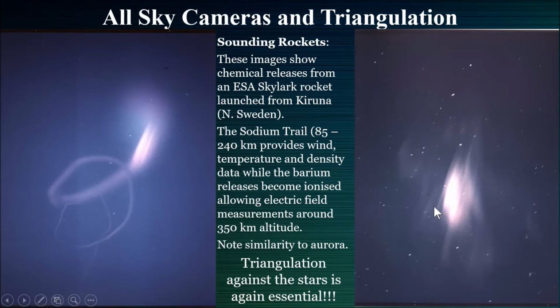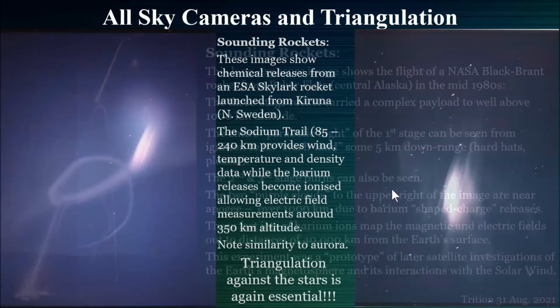And the striations in the barium cloud are in fact quite similar in structure to what we often see with the striations in auroral forms. Of course, they're both responding to the ionospheric electric field, and therefore it's not surprising that they show similar structures.